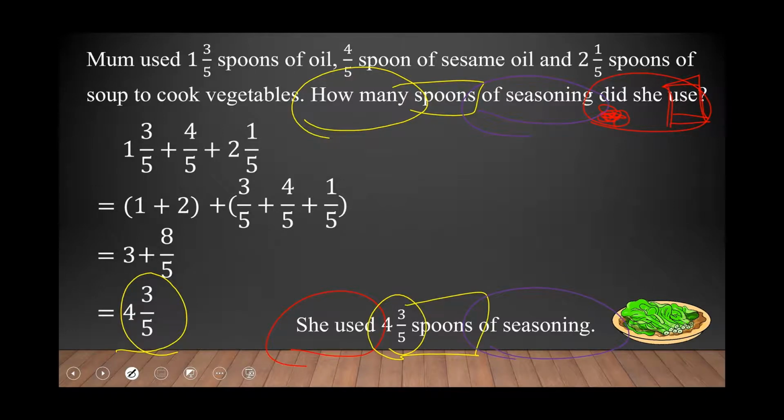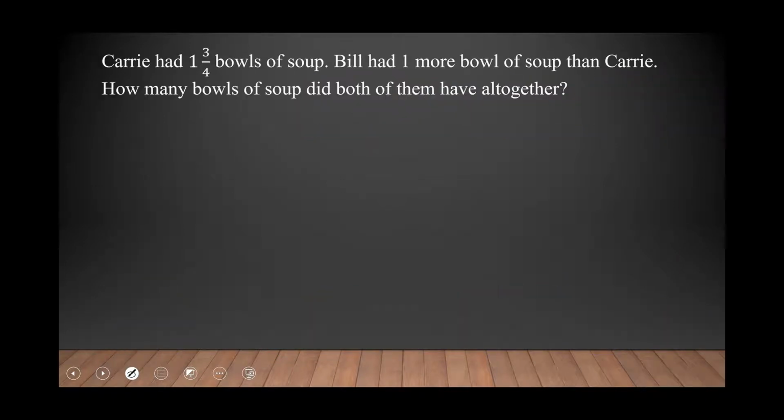In the answer statement. Next question, Carrie had 1 3/4 bowl of soup. Bill had one more bowl of soup than Carrie. How many bowls of soup did both of them have altogether? So we need to find out everything. But do we know how many bowls Bill has yet?